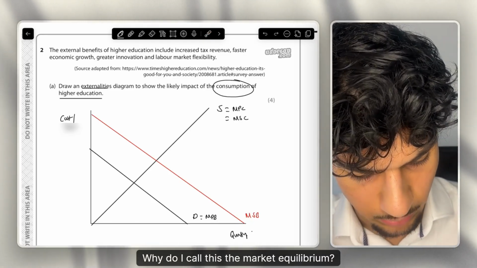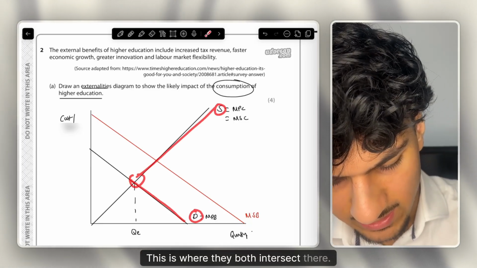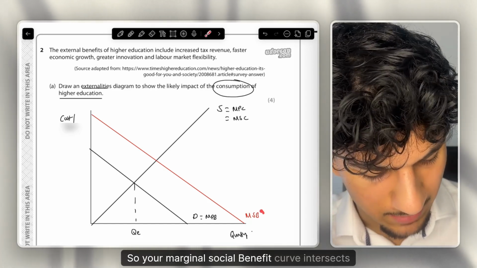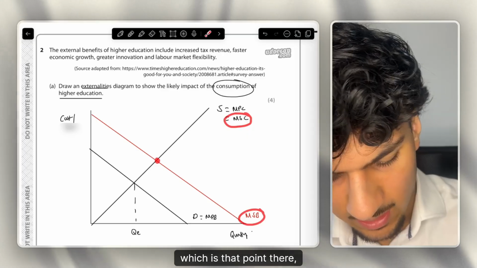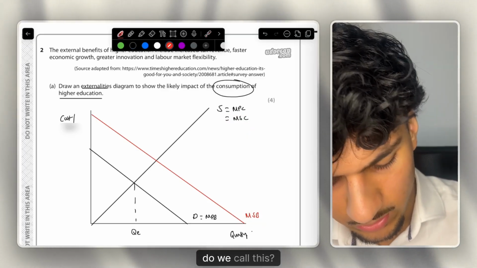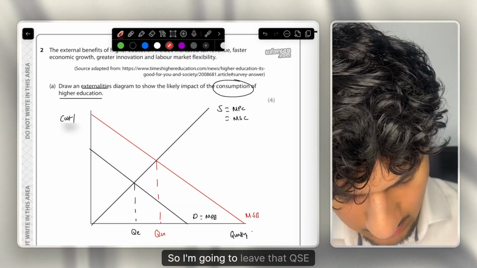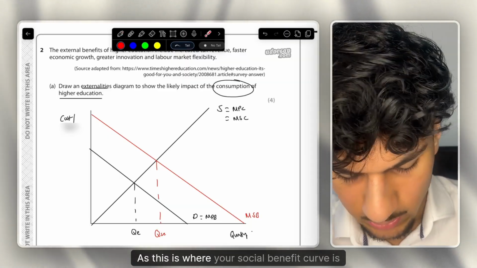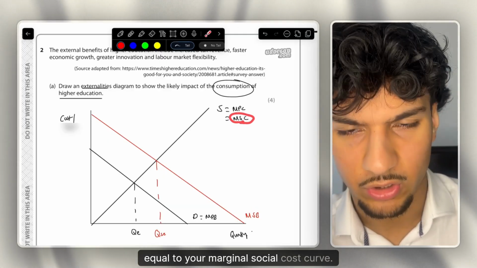Why do I call this the market equilibrium? Because this is where demand is equal to supply. This is where they both intersect. And then when the red curve intersects, so your marginal social benefit curve intersects your marginal social cost curve, at that equilibrium, what would we call this? We would call this the social equilibrium, so I'm going to label that QSE. Again, why do I call it social equilibrium? As this is where your marginal social benefit curve is equal to your marginal social cost curve.